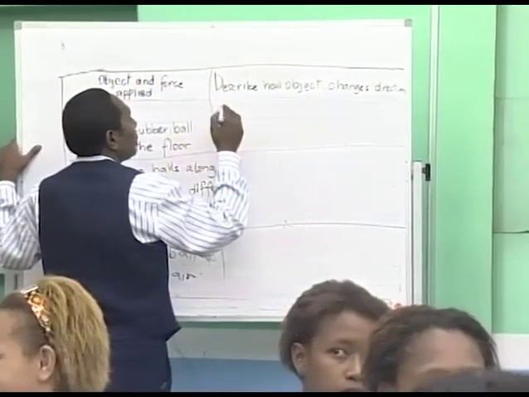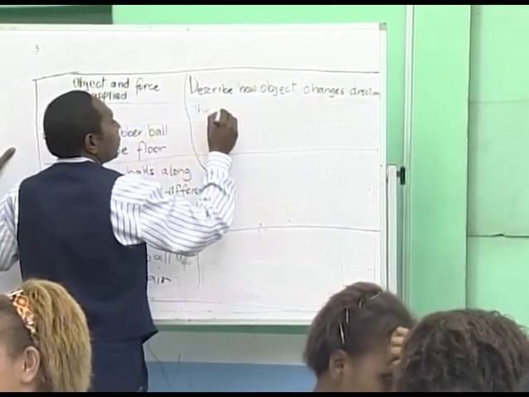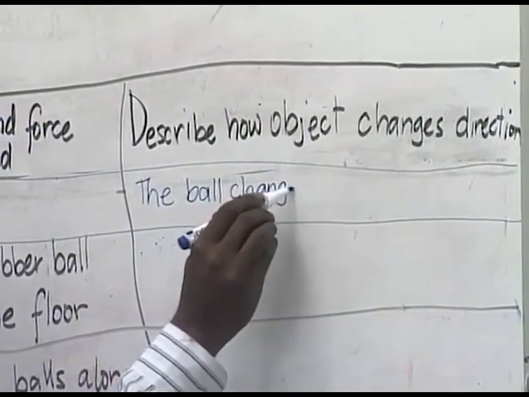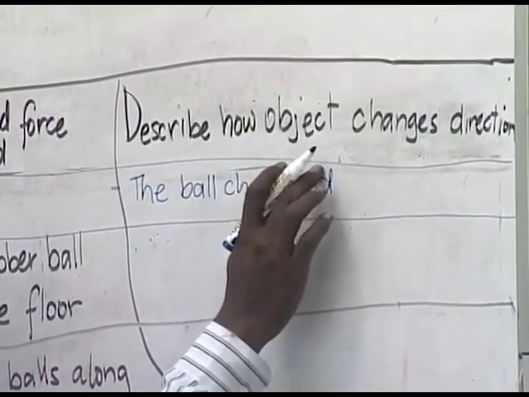Again, the object. Now, what was the object and the force applied? What did I do? Okay, Minol. The ball changes direction by hitting the table. Very good. He's describing how. So the ball changes direction.